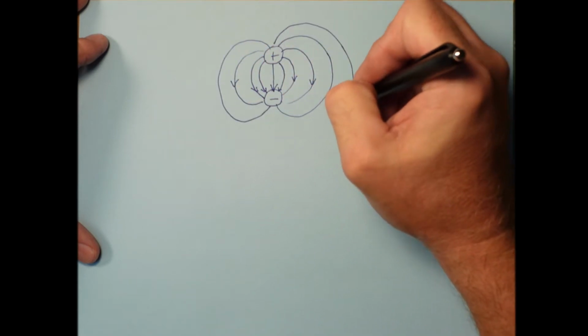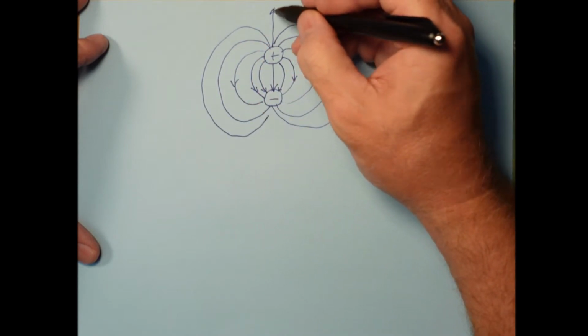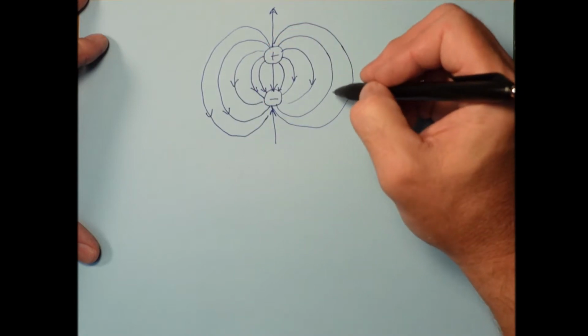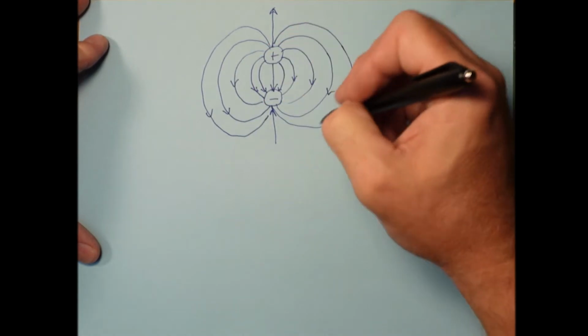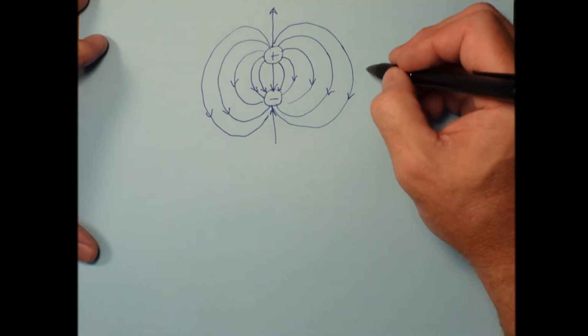Something like that. And then radiating away that way and coming in that way. So all these electric field lines have directions that go from the positive charge to the negative charge like that. This is an example of a dipole.